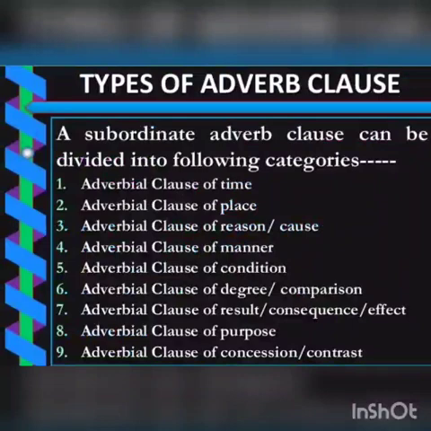Let us now study the types of adverb clause. Children, there are 9 types of adverb clause: adverb clause of time, adverb clause of place, adverb clause of reason or cause, adverb clause of manner, adverb clause of condition, adverb clause of degree or comparison, adverb clause of result, adverb clause of purpose, and the last one is adverb clause of concession.